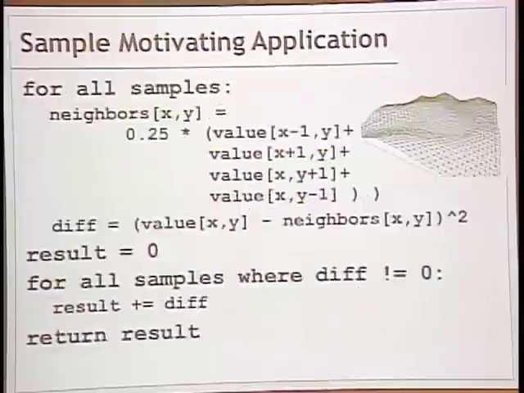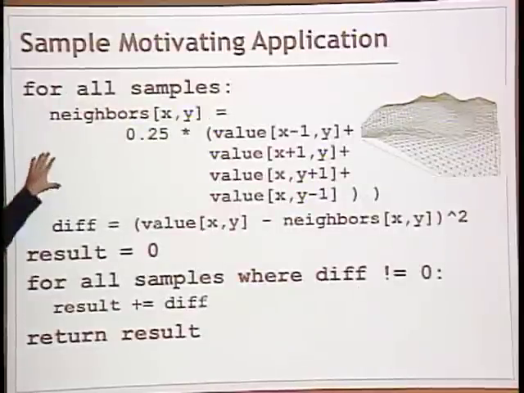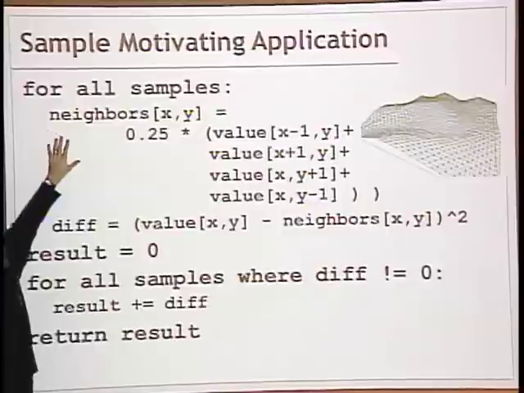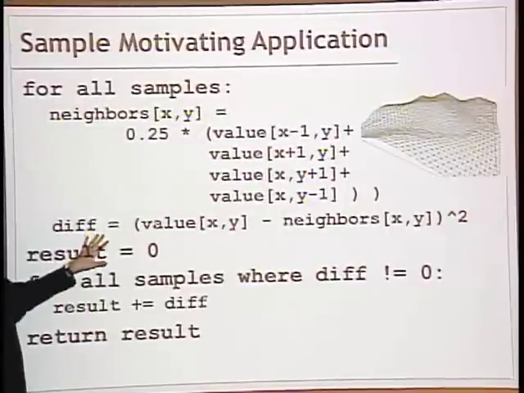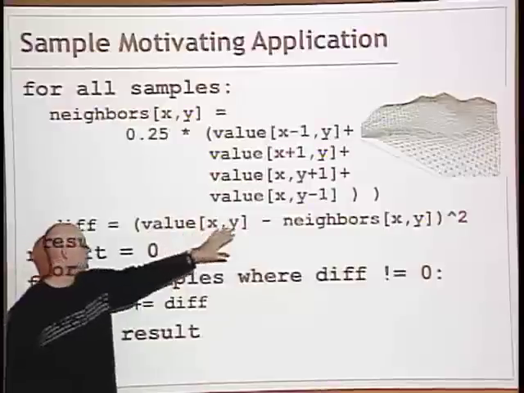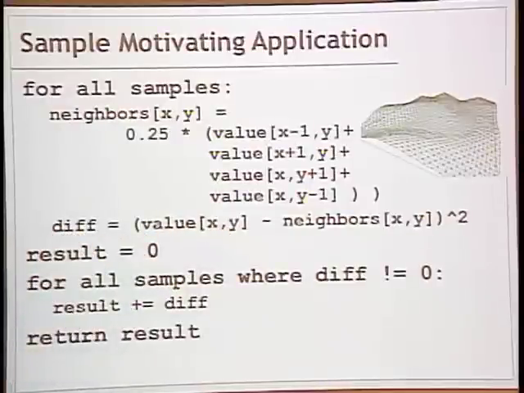So here's our code. First we're going to compute the average value of all of our neighbors. Then we're going to take the diff between our neighbors and our value, and square that. Set a scalar value result equals 0, loop through all the samples where diff is not 0, and add that to the scalar result and return result.